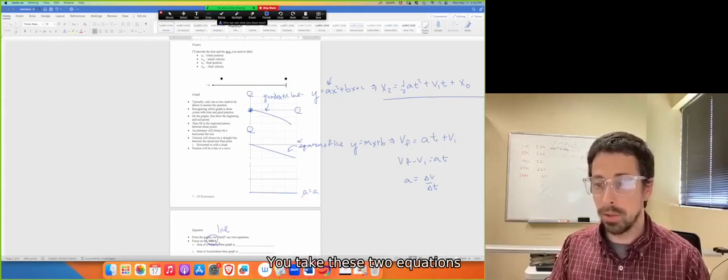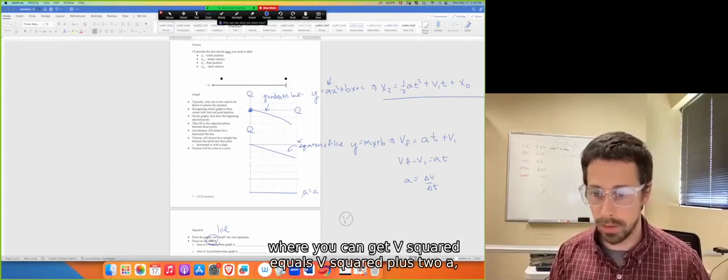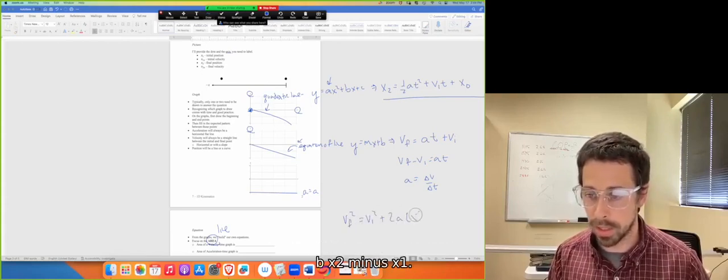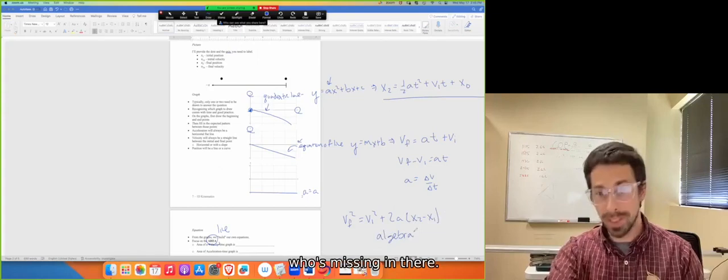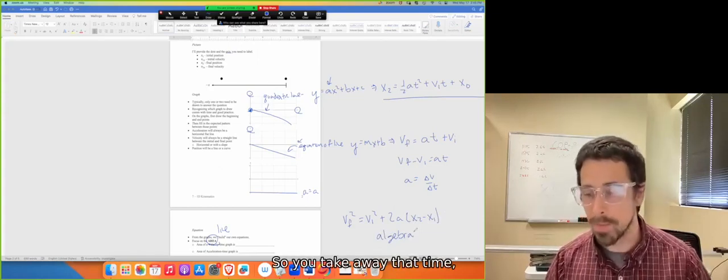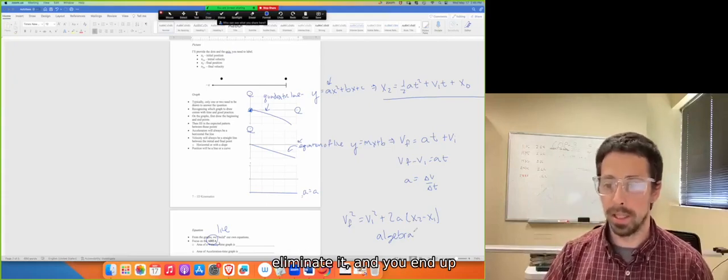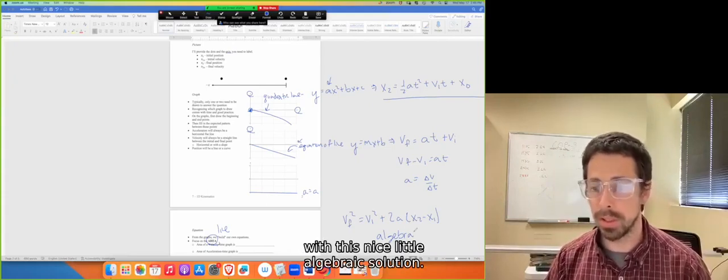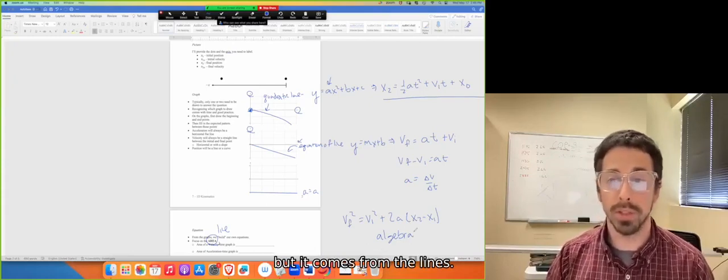You take these two equations and you put them together and you get one where you can get vf squared equals vi squared plus 2a times (x2 minus x1). This is algebra, two equations, two unknowns. Who's missing in there? Mr. Time is. So you take away that time, eliminate it, and you end up with this nice little algebraic solution. And so these are your basic equations, but it comes from the lines.